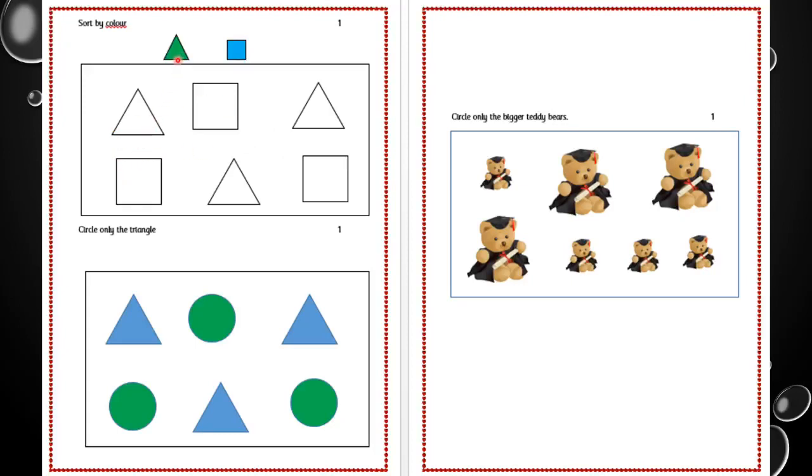What is this? Triangle. So find out all the triangles from here and color green. Very good. Then next, find out the square and color blue. After finishing this, you have to circle only the triangle because you are sorting by shape. So you will find out the triangle over here and circle it.